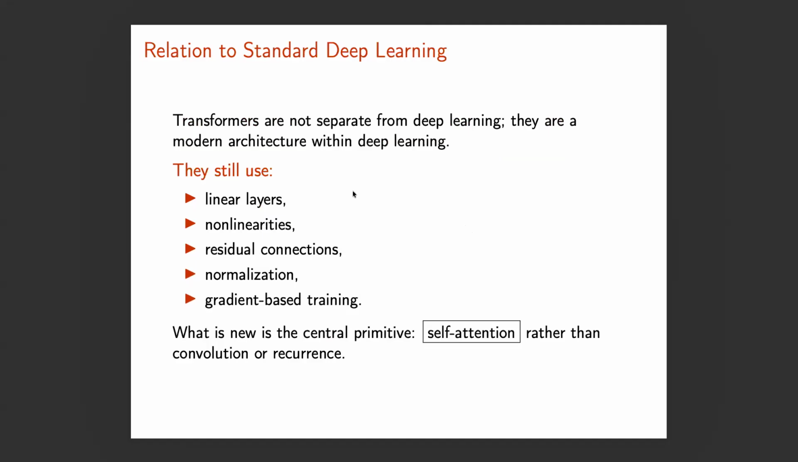If you look at standard deep learning, they are not separate from deep learning. They're a modern architecture within deep learning. Everything we have studied till now, neural networks, recurrent neural networks, CNNs, etc., have many of the same features. You have the layers, nonlinearity, residual connections, and gradient-based training. What is new is the central primitive, which is self-attention, rather than convolution or recurrence. That's the main difference here.